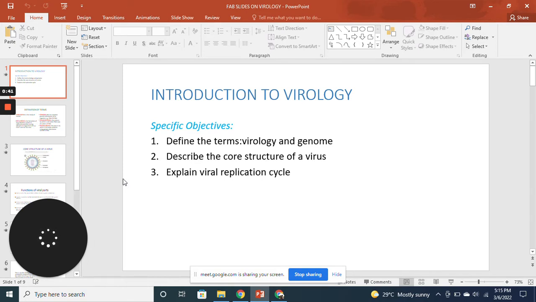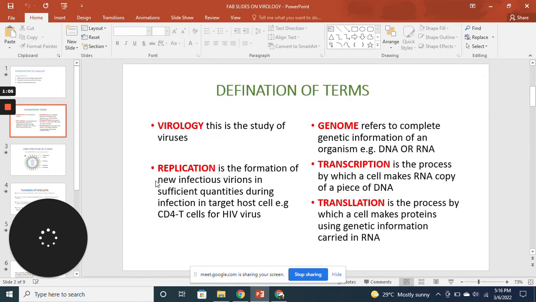Our second objective is to describe the core structure of a virus. And the last objective is to explain the viral replication cycle. So make sure you mute your mic so that we are on. And so we begin with the definition of terms.